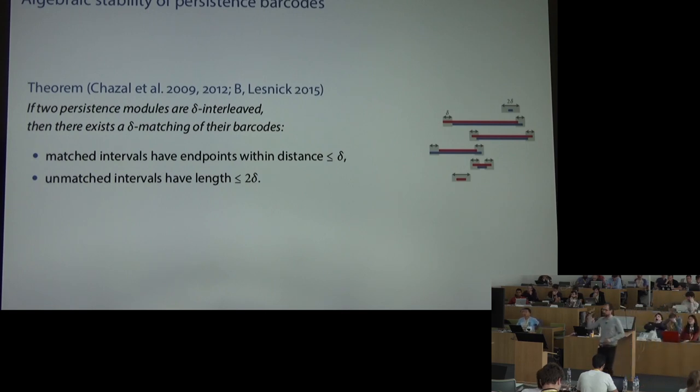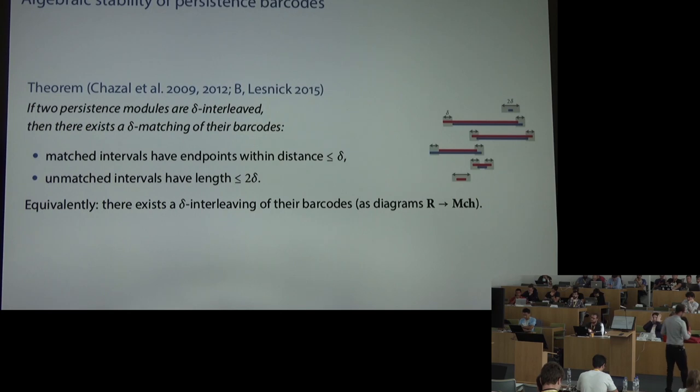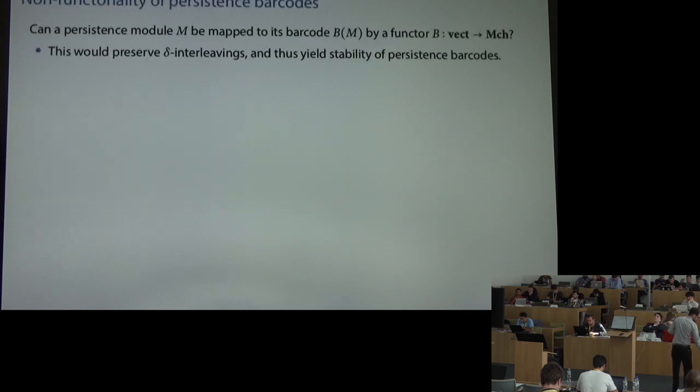Now, if we have two persistence modules and they are delta interleaved, then there exists a delta matching of the barcode. So this is kind of the algebraic version of the stability theorem that we have seen before. And it's equivalent to saying that there is a delta interleaving of the barcodes if we interpret them as diagrams of matchings.